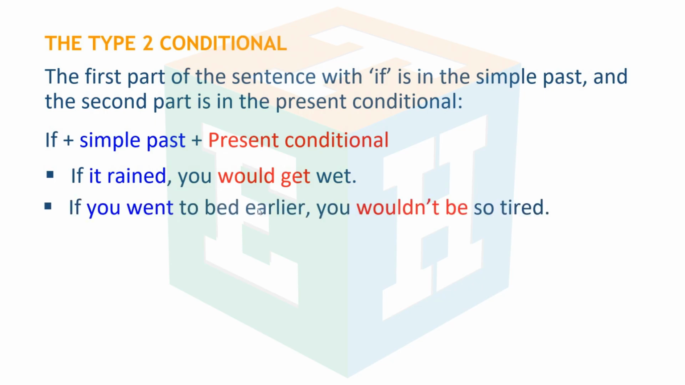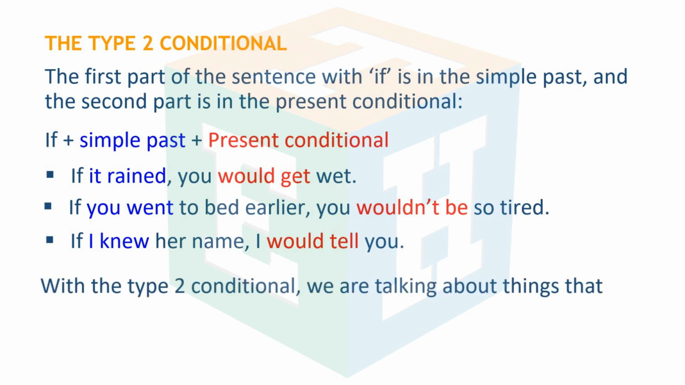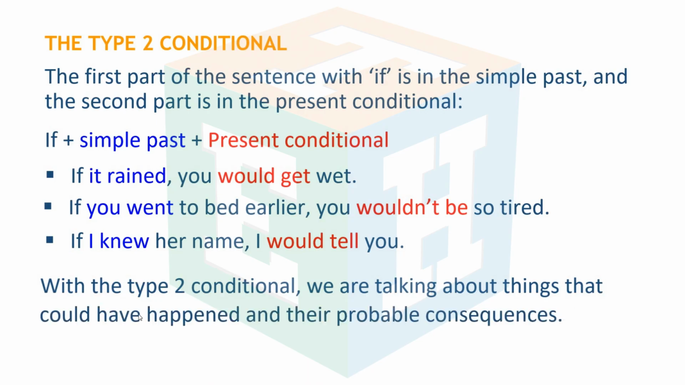If you went to bed earlier, you wouldn't be so tired. If I knew her name, I would tell you. With a type 2 conditional, we are talking about things that could have happened and their probable consequences.